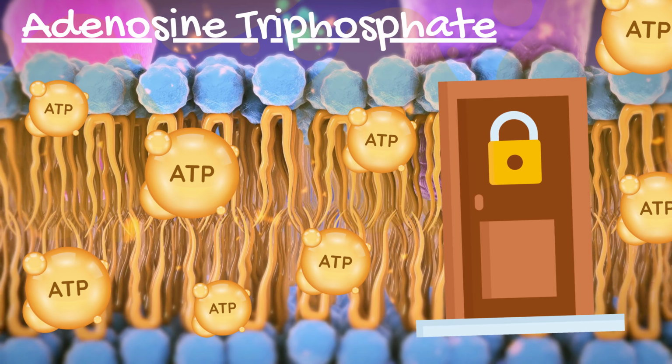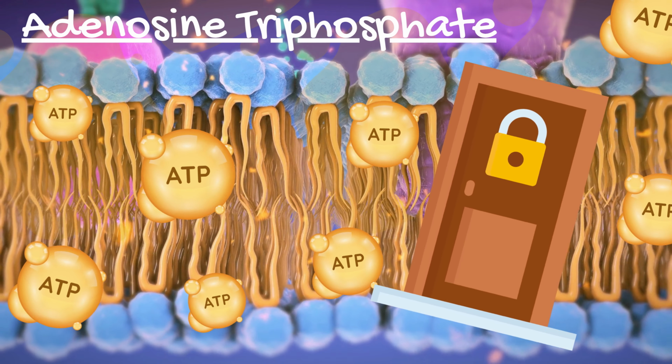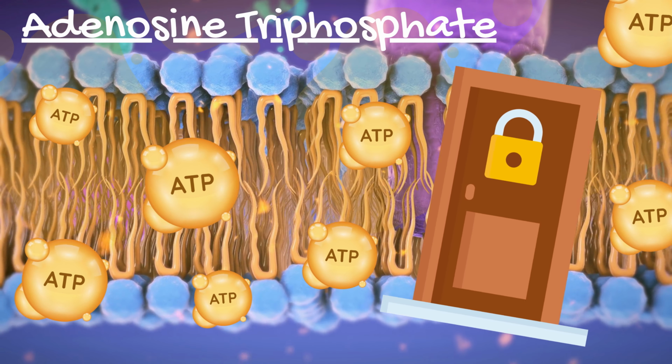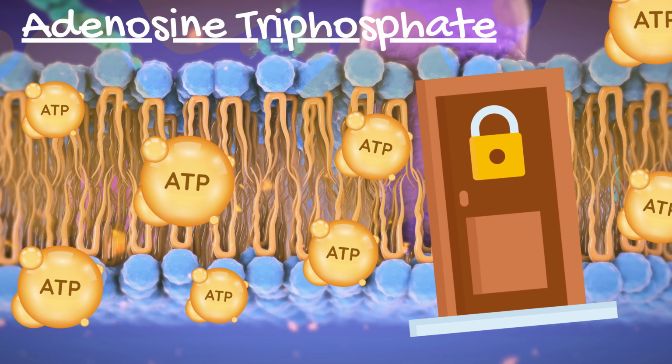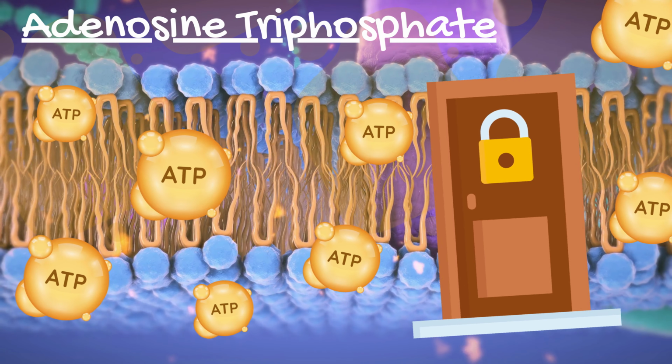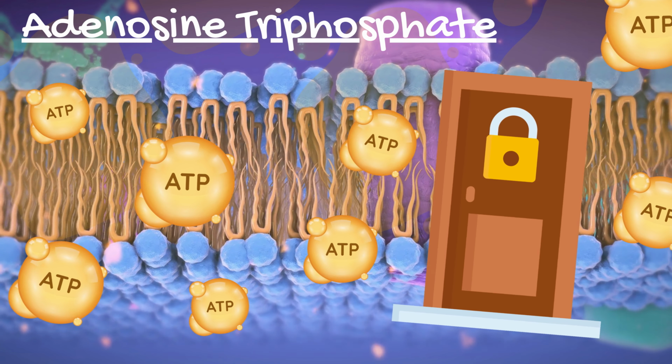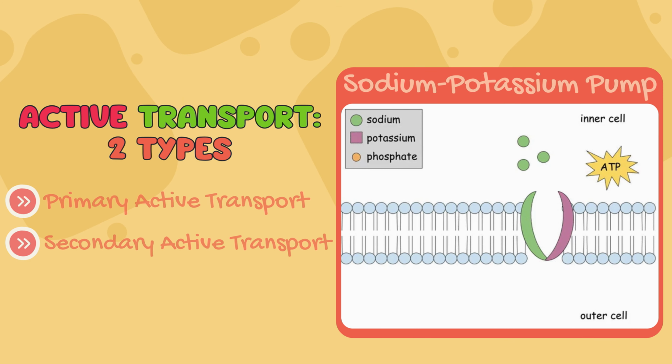In active transport, ATP binds to transport proteins in the cell membrane. This binding changes the shape of the protein, allowing it to grab the molecule and push it to the other side of the membrane. There are two main types of active transport, primary and secondary.